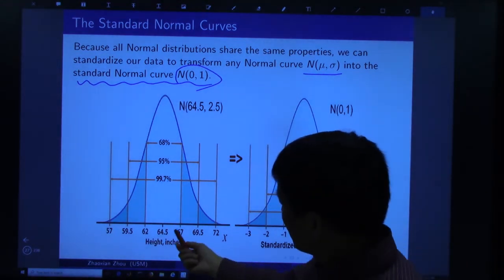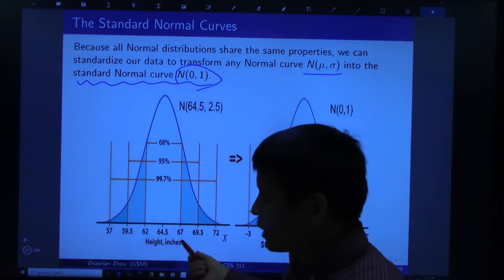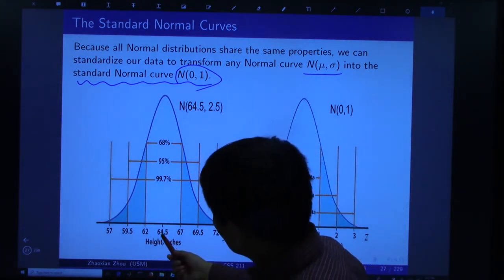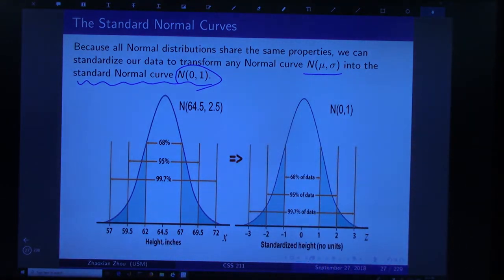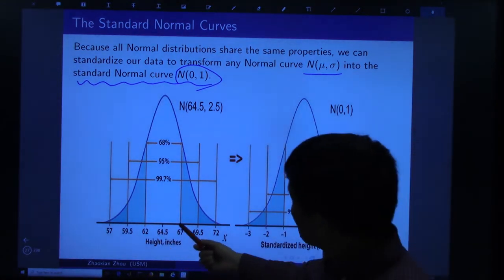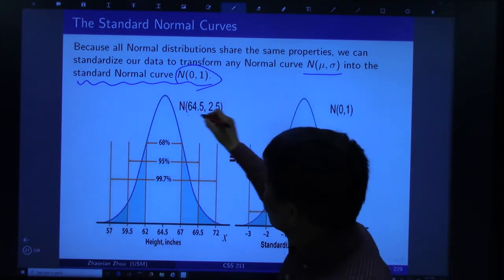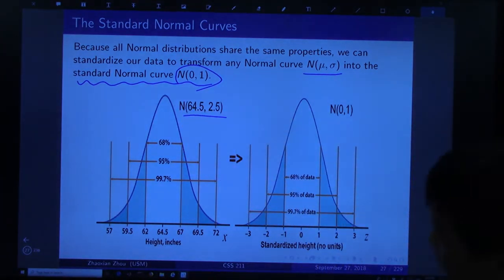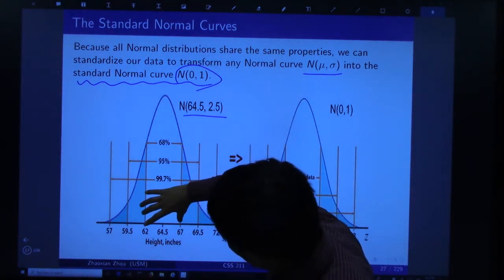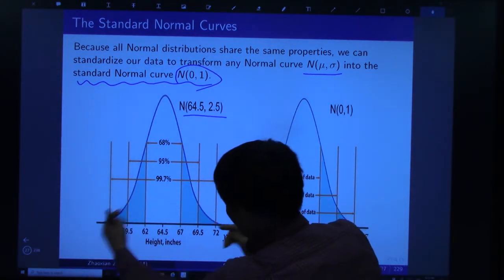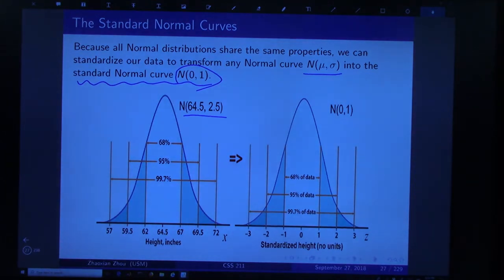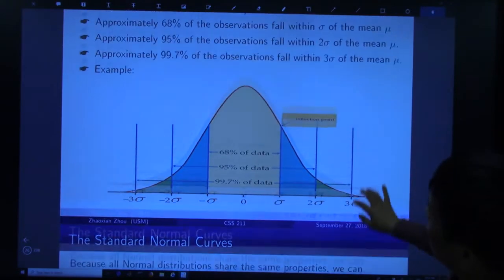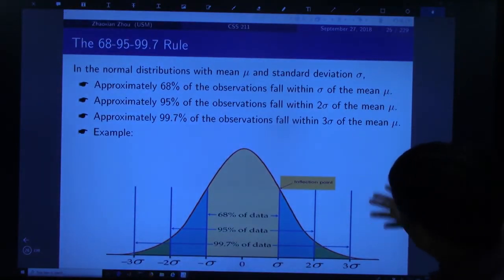For example, here the data is given as a height, and we know the center equals 64.5 inches and the standard deviation equals 2.5. So that is given like N(64.5, 2.5). This is plus or minus 1 standard deviation, this is 2, this is 3. And we can see this is a normal distribution, and another one, all different.